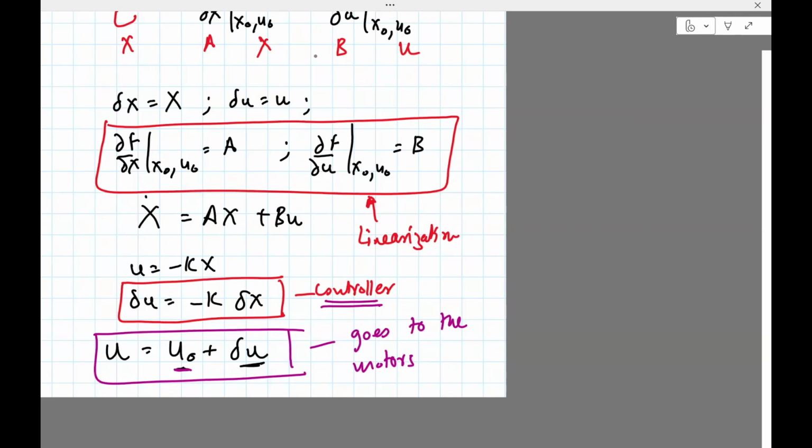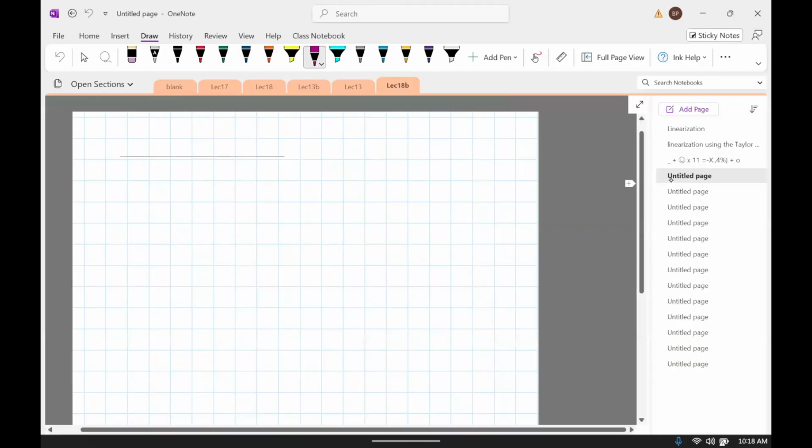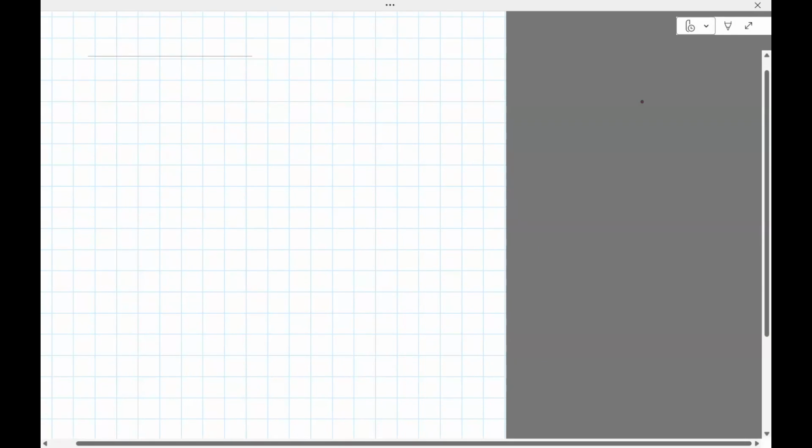Okay, so what I'll do next, we have some theory here. I will show you how to apply this on one of the examples we've done before, the differential drive car. So let's apply this example.